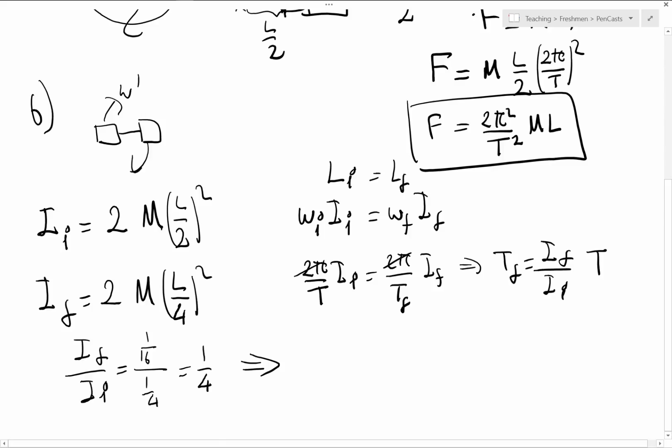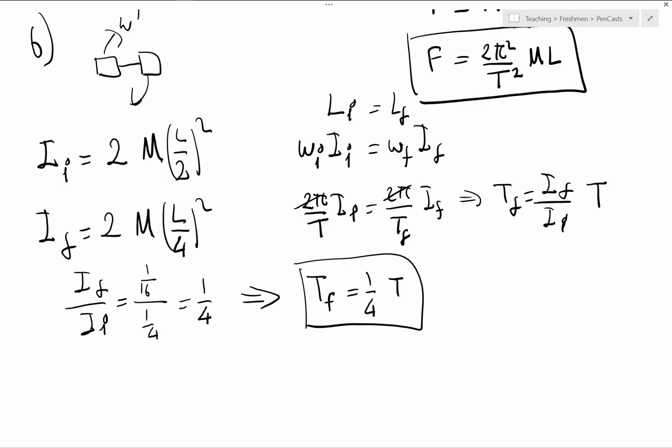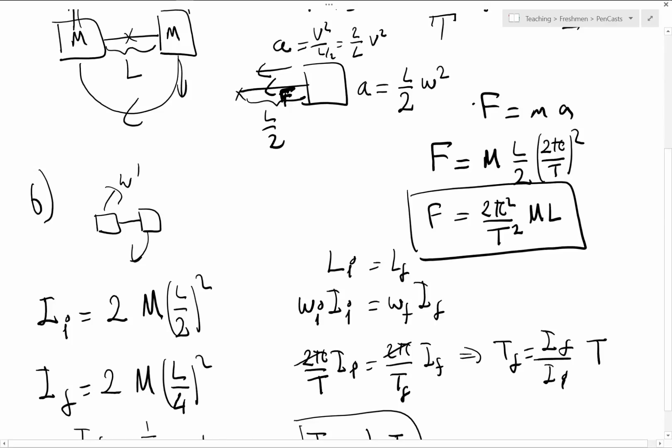So T final will be 1 over 4 times the initial period, which means that they are rotating with essentially 4 times the angular velocity.